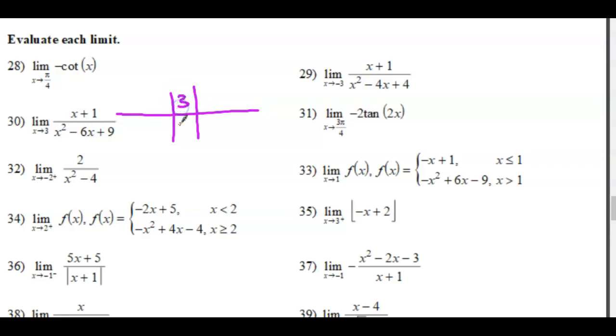So I'm going to put 3 there. We already know it's undefined there. So we're going to pick a number to the left of 3 and a number to the right of 3. And we're going to have to use a calculator.